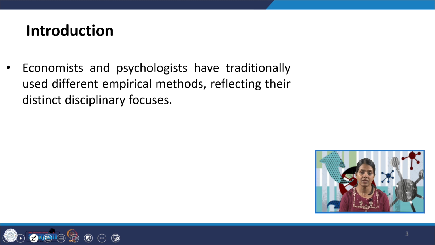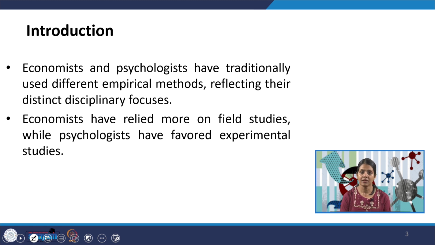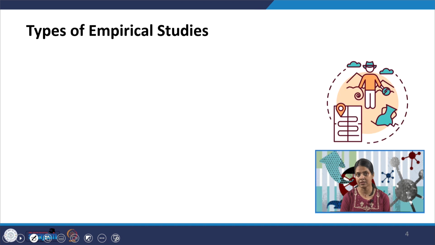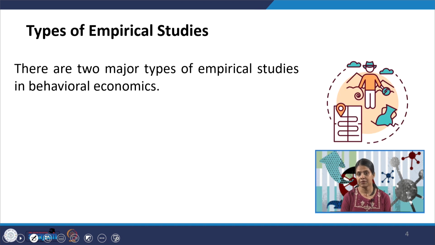Economists and psychologists have traditionally used different empirical methods reflecting their distinct disciplinary focuses. Economists have relied more on field studies, while psychologists have favored experimental studies. Recent trends show a shift in economics towards applied analysis and a broader range of empirical methods. There are two major types of empirical studies in behavioral economics.